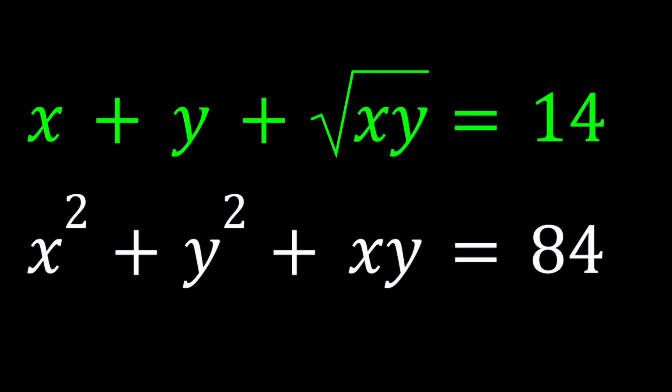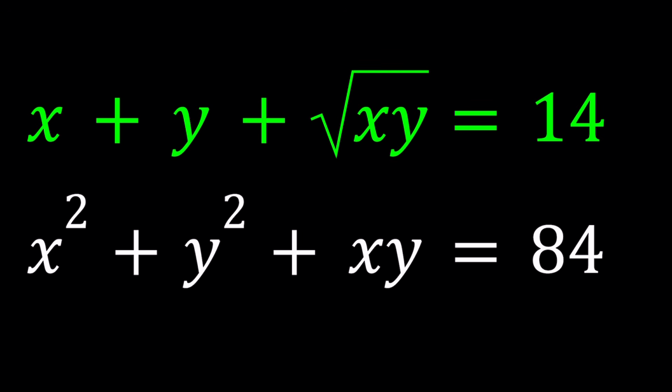But we have x plus y plus the square root of xy equals 14, and x squared plus y squared plus xy is equal to 84. And we're going to go ahead and solve for x and y values. We're also going to be looking at something interesting towards the end, which I'll talk about later.